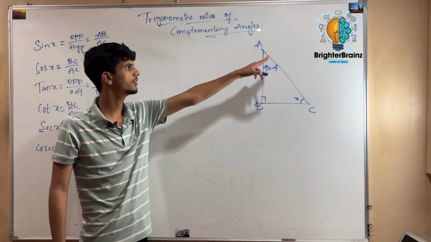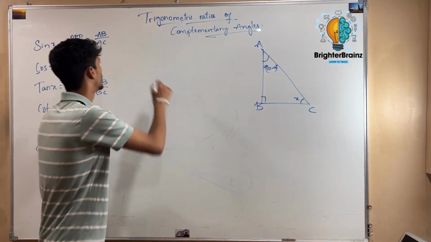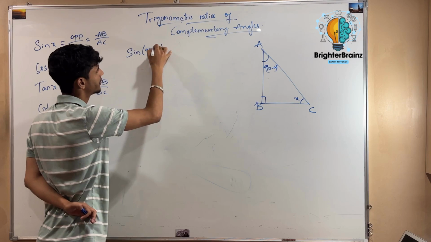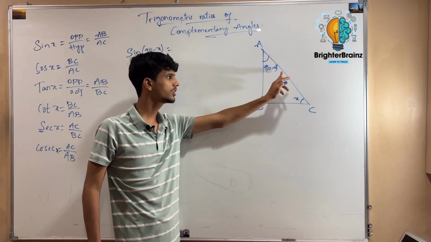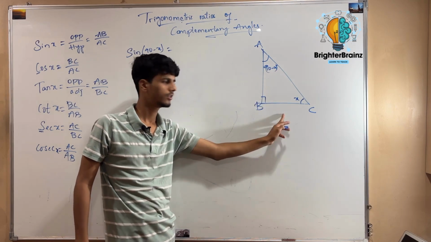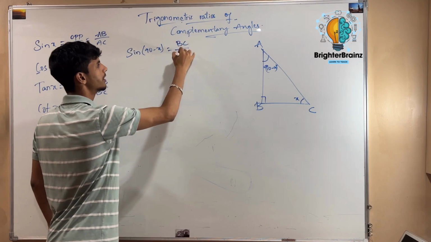Now let us find for this angle. Sine of 90 minus x: 90 minus x is this angle. So what are the corresponding sides for this? The ratio is opposite side by hypotenuse. That is BC by AC.